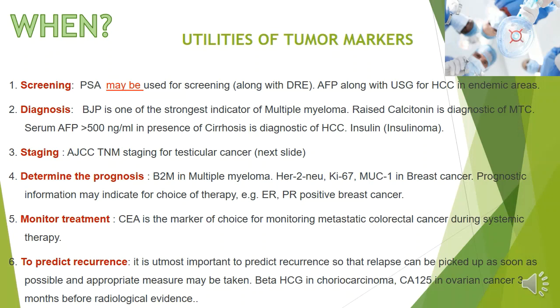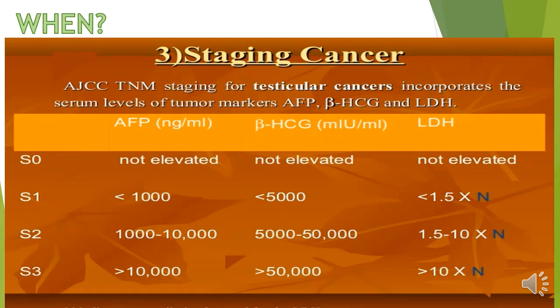As I told, for staging cancer, AFP, alpha fetoprotein, beta-hCG, and LDH, in combination of the 3, can be used for AJCC TNM staging for testicular cancer, right? When all 3 are not elevated, it is S0. It will be like S2 or S3 when all are elevated. So this is the protocol.